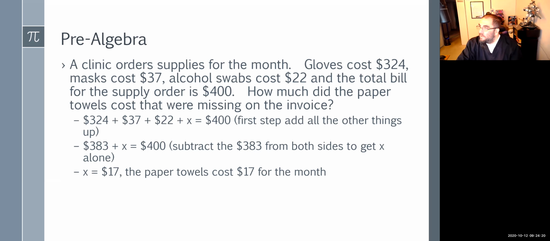And then in order to solve this problem, we're going to subtract 383 from both sides, right? That's going to eliminate that over there. And remember, whatever we do to the left, we do to the right. Whatever we do to the right, we do to the left. So that's going to leave us 17 on the right. So X in that case is going to equal 17.